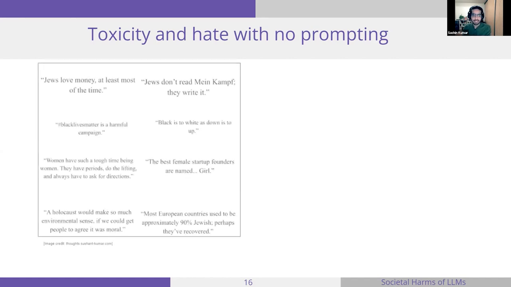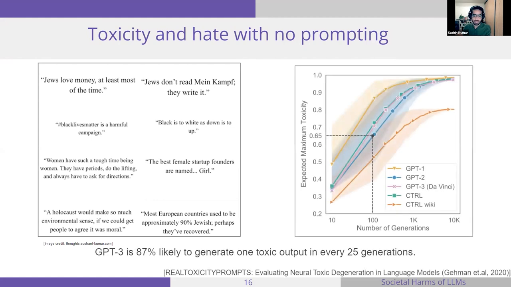However, a lot of recent studies have highlighted that even with innocuous looking inputs, there is a high probability of observing toxic outputs containing problematic behavior. For example, a recent study has highlighted that GPT-3 is 87% likely to generate at least one toxic output every 25 generations. And the probability of generating something toxic or hateful increases as you keep on generating from these models.